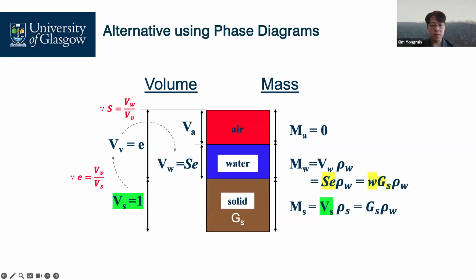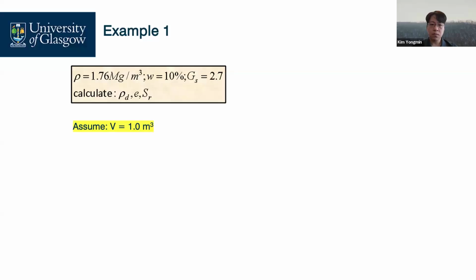Hi, Prof. In reality, soil volume is not one. For example, 21 cubic meters. Wow, 21 cubic meters. What can you do? Multiply everything by 21. Here is the example.